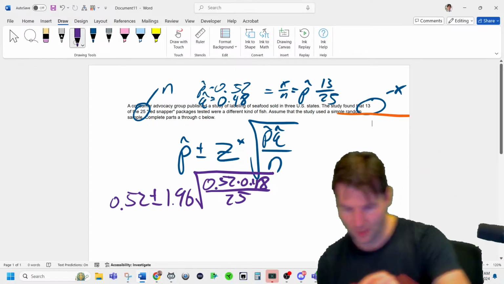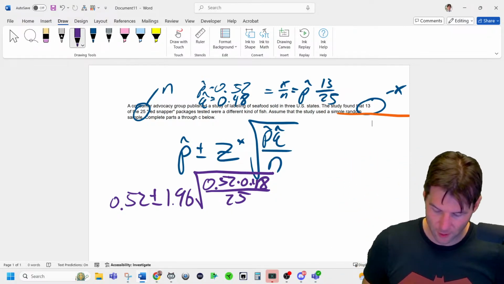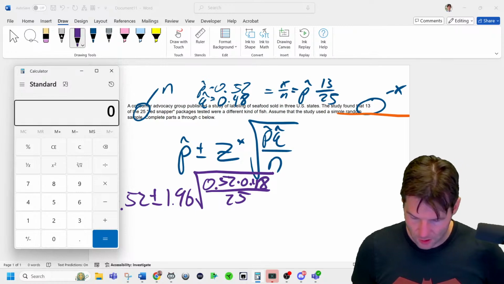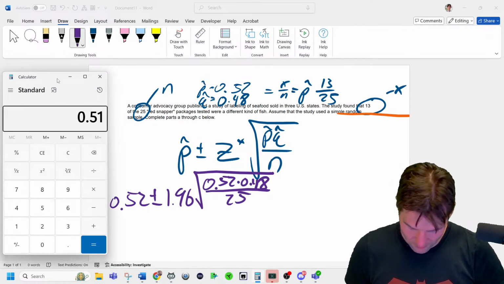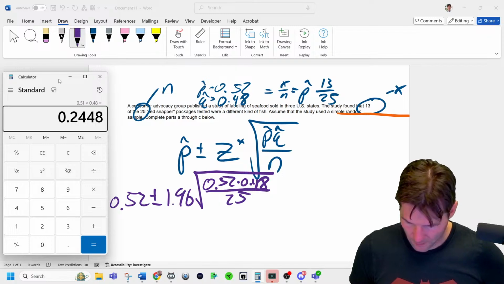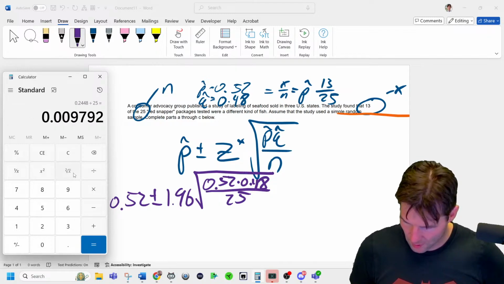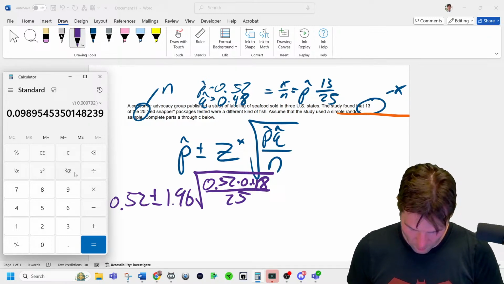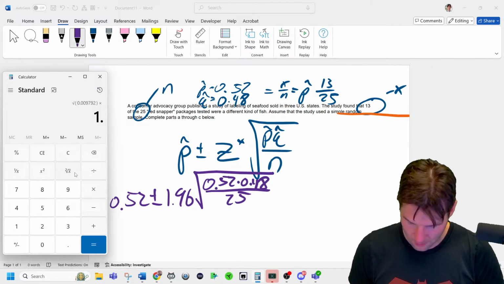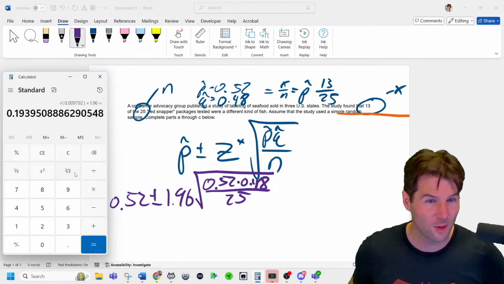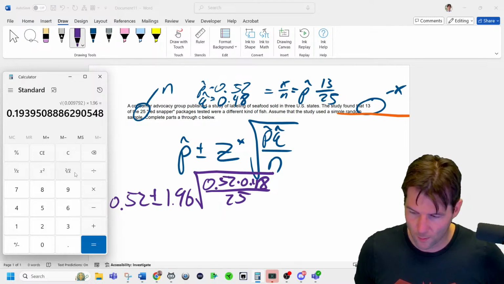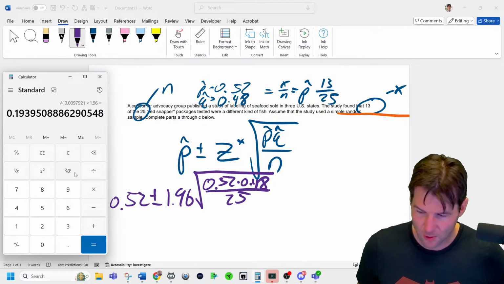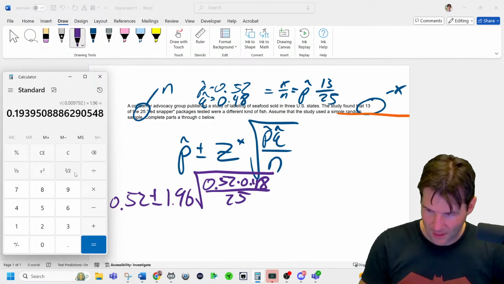And all you do now is solve. I always solve for the margin of error first. So you go right here and just solve the equation. 0.52 times 0.48 divided by 25, square root, and times 1.96. Nice job, Noel. And double check the decimals. I get 0.19. It's almost 0.2.